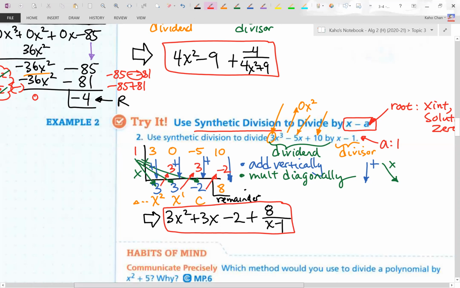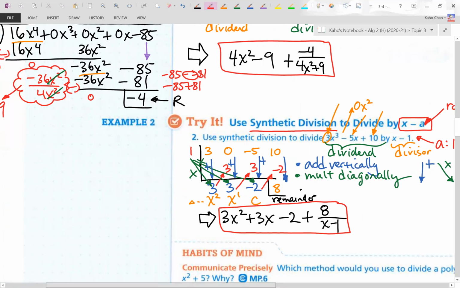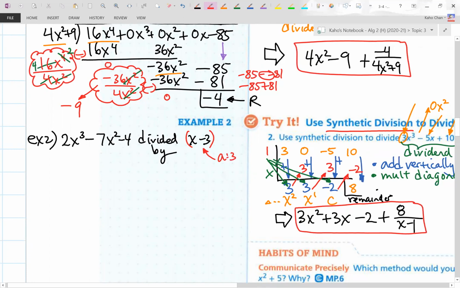Any questions? Okay, let that sink in, pause the video, maybe rewind it a little bit and walk through that again. We're going to do another one that allows us to use synthetic division. I'm going to use the one in the book. Here we go. 2x cubed minus 7x squared minus 4. We're going to divide that by x minus 3. Yay! That is x minus a. So my a in this case is positive 3. This qualifies for synthetic division. Let's draw our L.